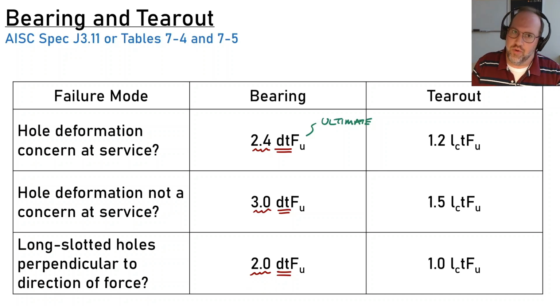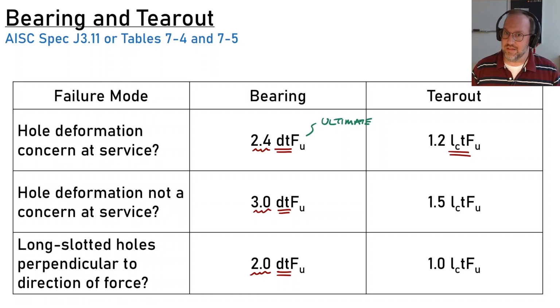So it's just 2.0 times your area times the ultimate stress. Tearout's going to be very similar. We have the same three cases that we're investigating, and they just differ by a factor. Except now the area looks different. LC was our clear distance, T is still the thickness of our plate, and it's the same FU as before. So that sums up bearing and tearout.